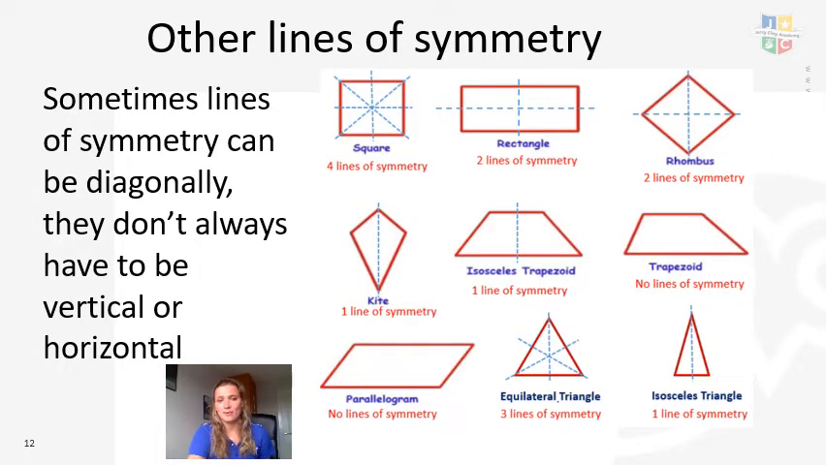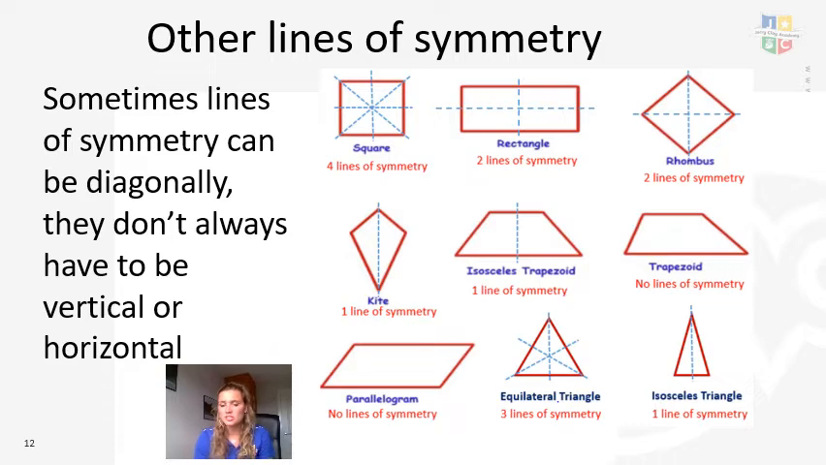Other lines of symmetry include diagonal lines of symmetry. It doesn't matter how you draw your lines of symmetry, they just have to be so that one side is exactly the same as the other side. So they can be diagonal. If we look at the square, this one has got 4 lines of symmetry because it can go down the middle vertical, it can go horizontal, and it can have 2 diagonal lines. The rectangle can have 2 lines of symmetry, one horizontal going across and one vertical going down.